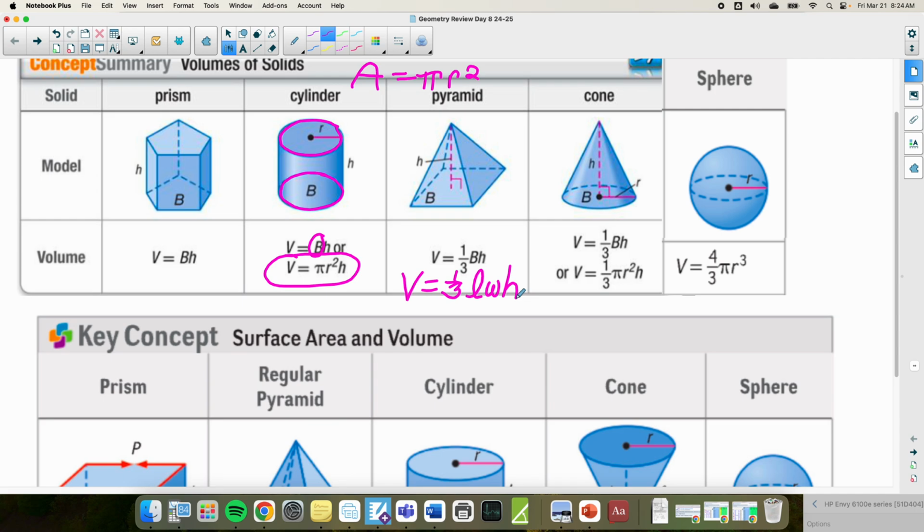Now a cone is similar to a cylinder, except again, it's the 1/3 because it's going up to a point and it's missing all that volume around it. So it has the same formula as the cylinder, except there's 1/3 in front of it. Again, area of your base, that would be a circle, which is pi r squared. So it's 1/3 pi r squared, the area of your circle, times the height.